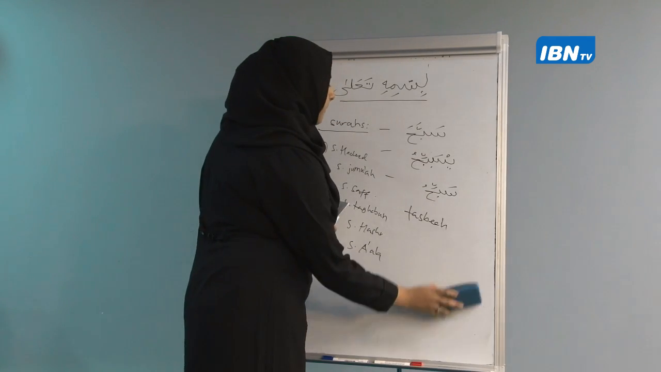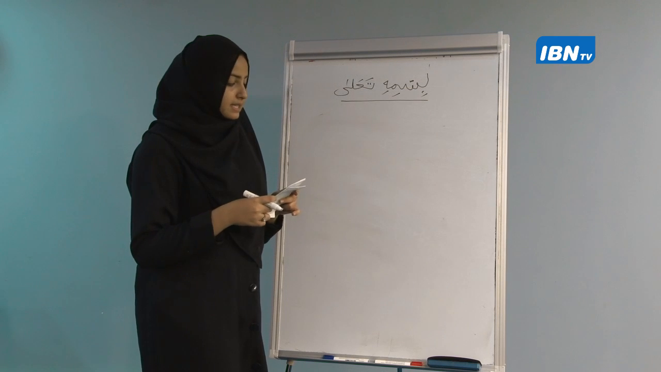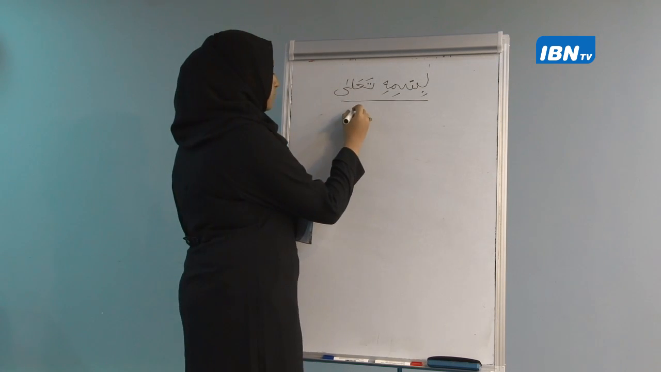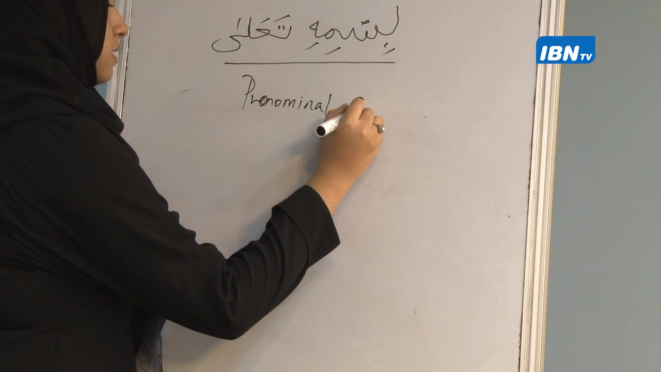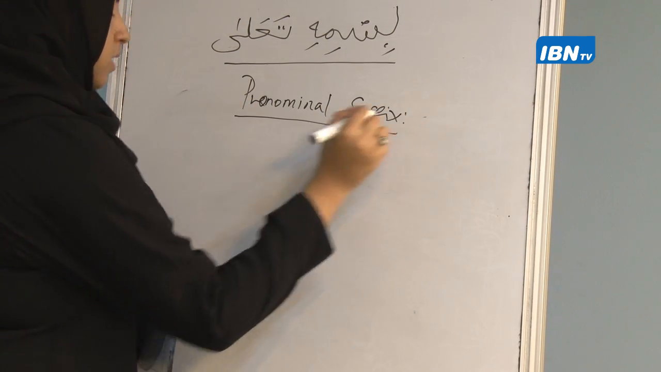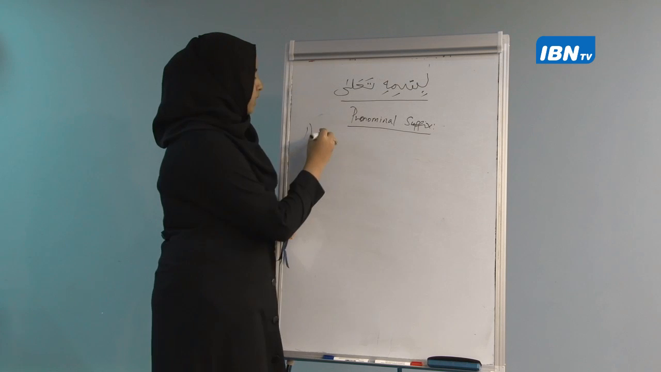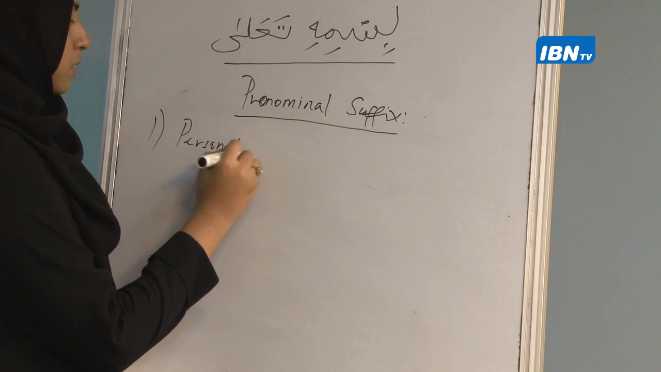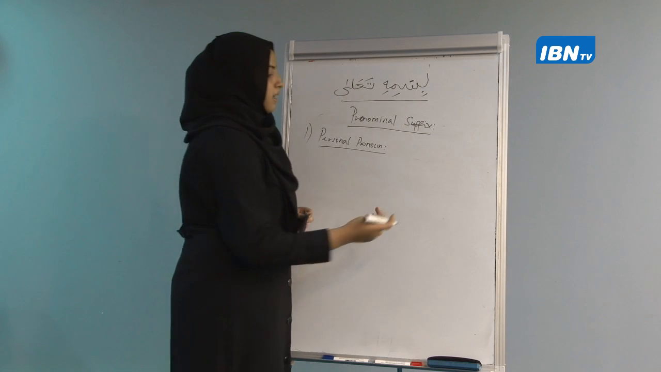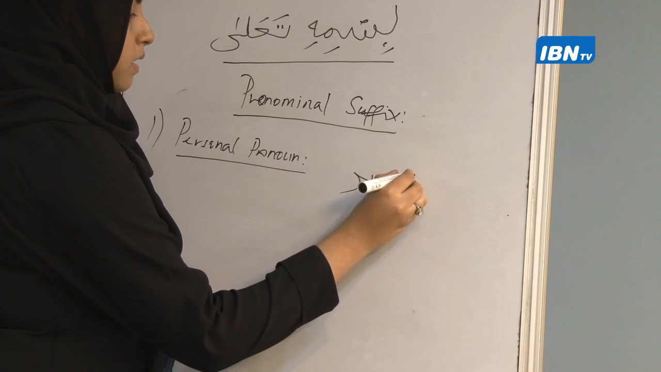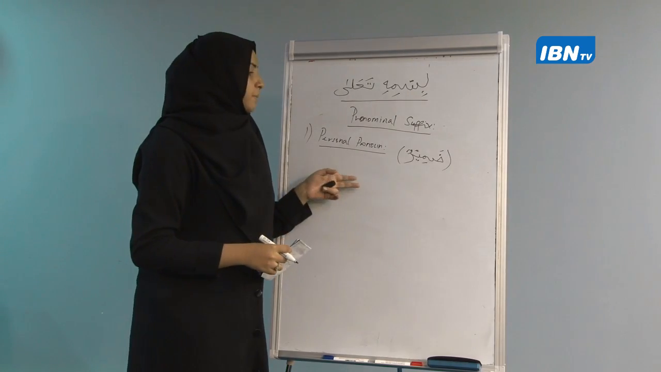Right, so now we'll be going to the topic of today. Our topic today is the pronominal suffix. The first type we'll be looking at is the personal pronoun. Personal pronoun meaning dhamir in Arabic.